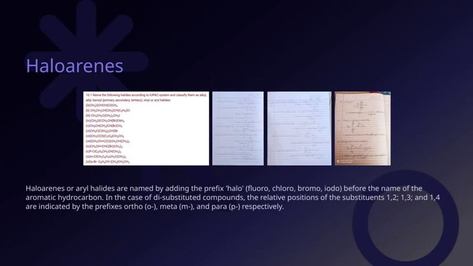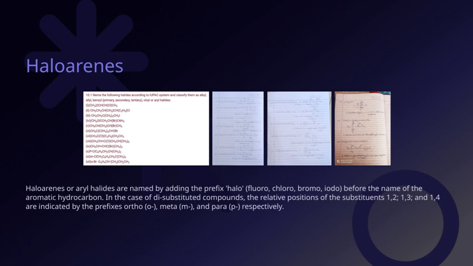Let's talk about haloarenes, or aryl halides, which are a fascinating class of aromatic compounds. When naming these compounds, we start by adding the prefix halo to the name of the aromatic hydrocarbon. For example, if there's a fluorine atom attached, we call it fluoro. If it's chlorine, then chloro. Bromine becomes bromo, and iodine is iodo. This way, the name clearly indicates the presence of a halogen substituent on the aromatic ring.